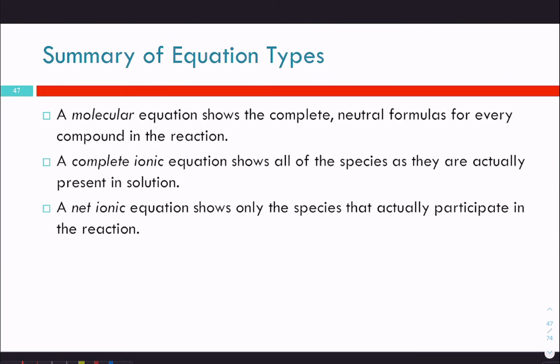So quick recap, molecular equation is a complete neutral formulas. The complete ionic equation is all of the species as they actually are present in solution. And the net ionic equation is only the species that actually participate.